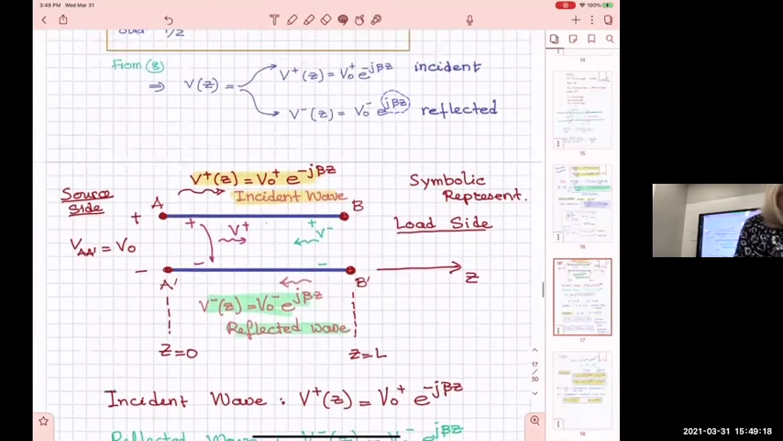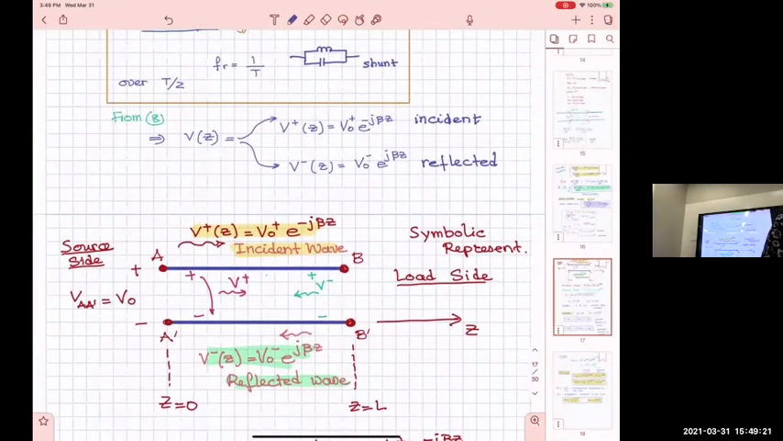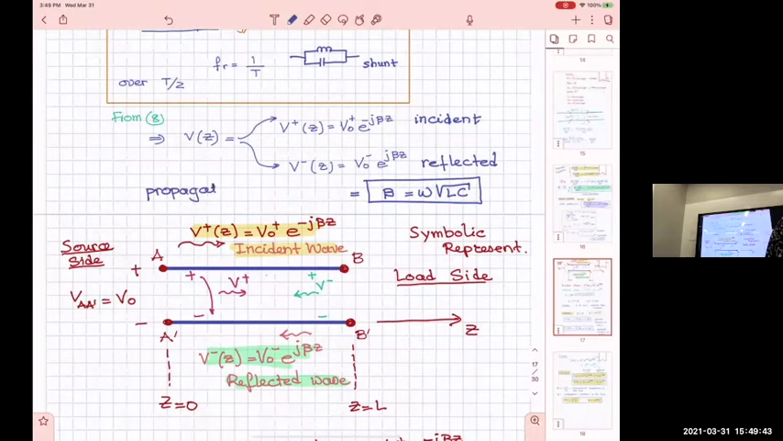What is beta? Maybe we can just say here that beta for the lossless case is omega square root of L C. And that is called the phase constant. There are two ways to call it: propagation constant for lossless, or phase constant.